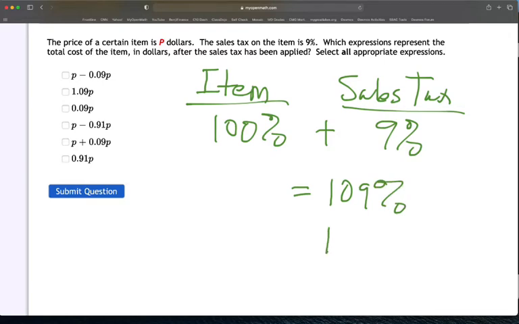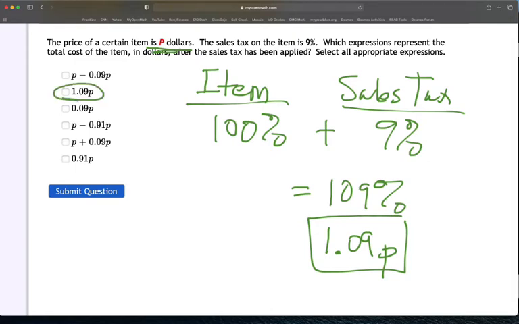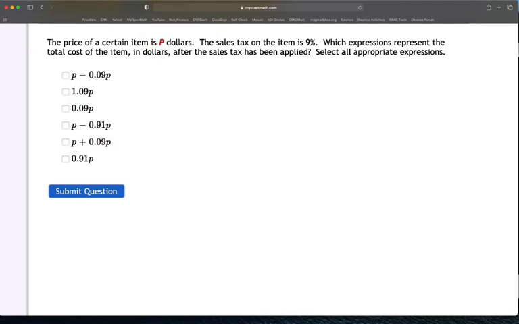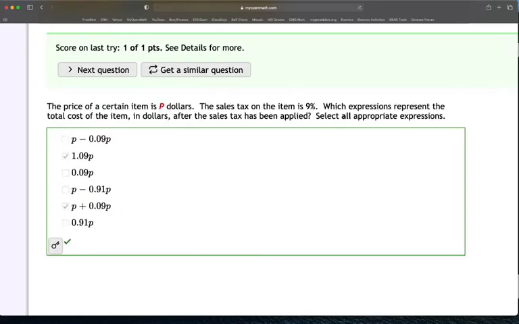And as a decimal value, that would be 1.09. And if we multiply that by whatever that price happens to be, we would get the total cost there. So now we're looking for all the expressions that are equivalent to 1.09p. Clearly, this one is. And it looks like this one is right here, because 1p plus 0.09p is also 1.09p. So let's take our work off of there and select those two. And as you can see, we have the correct answer.